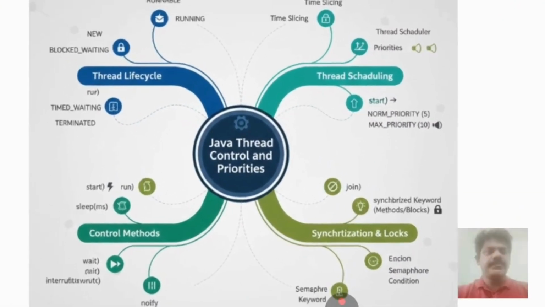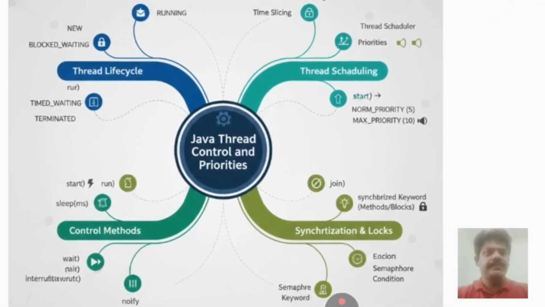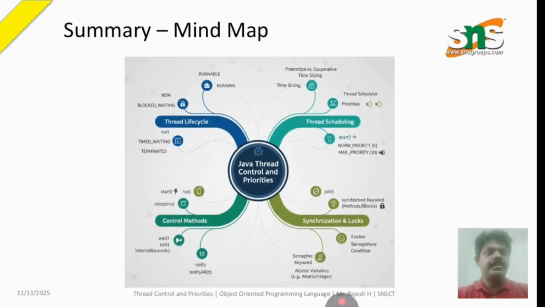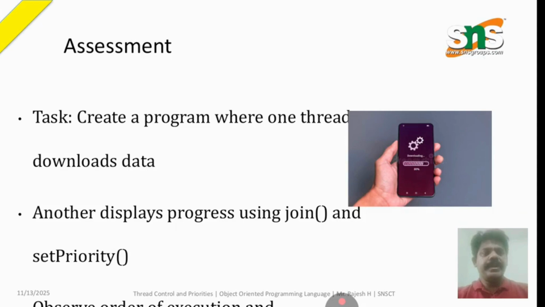We have discussed so far the thread lifecycle, thread scheduling, how the thread control methods are implemented, and how thread priorities are assigned. And for the final assessment, you can create a Java program where one thread downloads the data, and another displays progress using the join method and set priority method. So try out this example, and thank you.